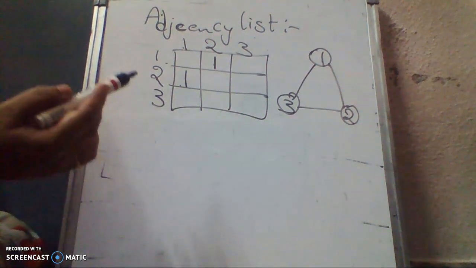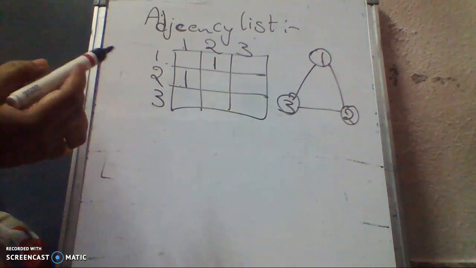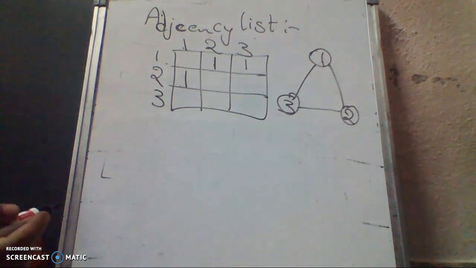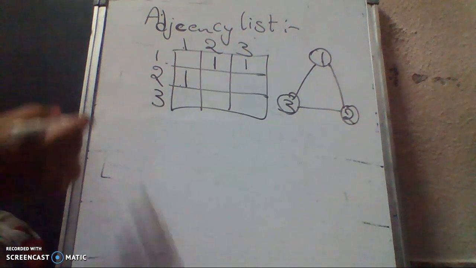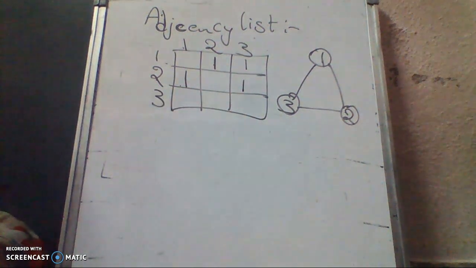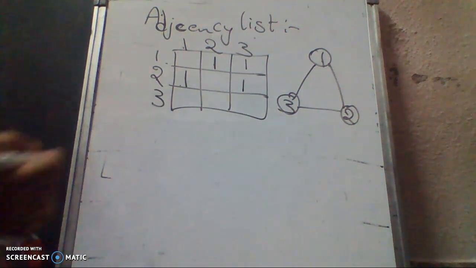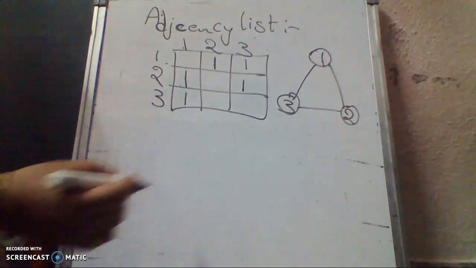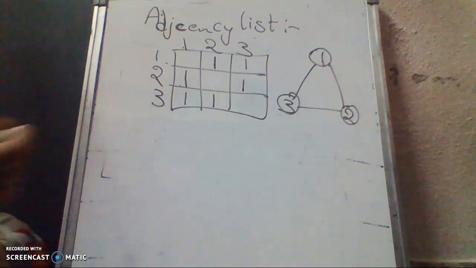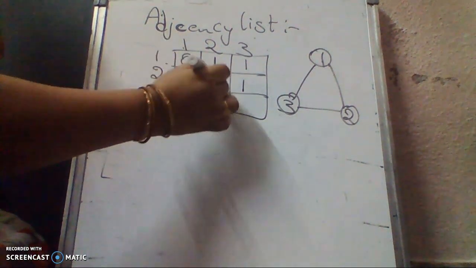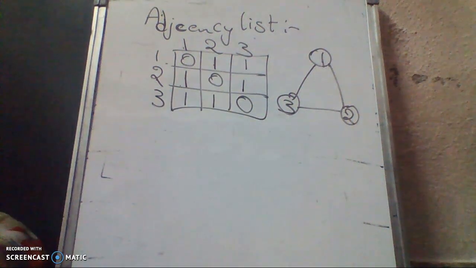Again, vertex 1 has an edge to 3, so 1 to 3 is also 1, and vertex 2 has an edge to 3, so 2 to 3 is also 1. Vertex 3 has an edge to 1, so 3 to 1, and vertex 3 has an edge to 2, so 3 to 2 is also 1. The remaining entries we make 0. This is for the undirected graph.